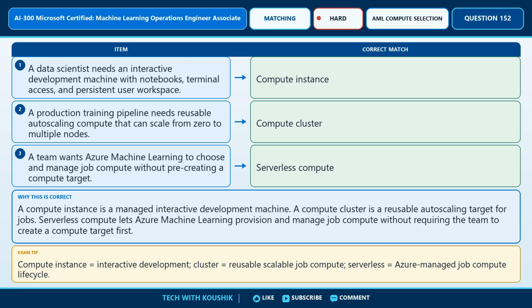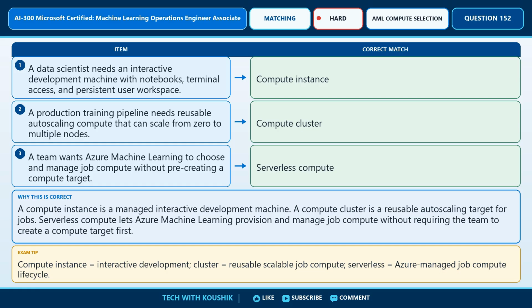The correct pairings are: the correct match for a data scientist needs an interactive development machine with notebooks, terminal access, and persistent user workspace is compute instance. The correct match for a production training pipeline needs reusable auto-scaling compute that can scale from 0 to multiple nodes is compute cluster. The correct match for a team wants Azure Machine Learning to choose and manage job compute without pre-creating a compute target is serverless compute.